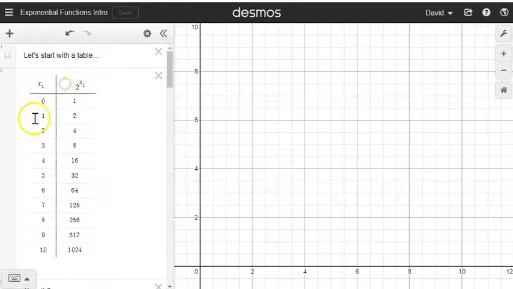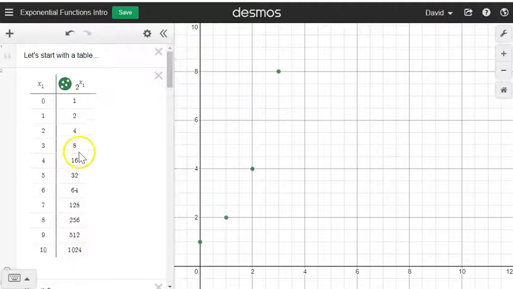So 2 to the 0 is 1, 2 to the 1 is 2, 2 to the 2 is 4. One really important thing is that every time you go down one row, the number doubles. So this is really just the doubling numbers, the sequence of what happens if you start with 1 and you double repeatedly. Let's graph that. We want to have a tabular and a graphical understanding right away.